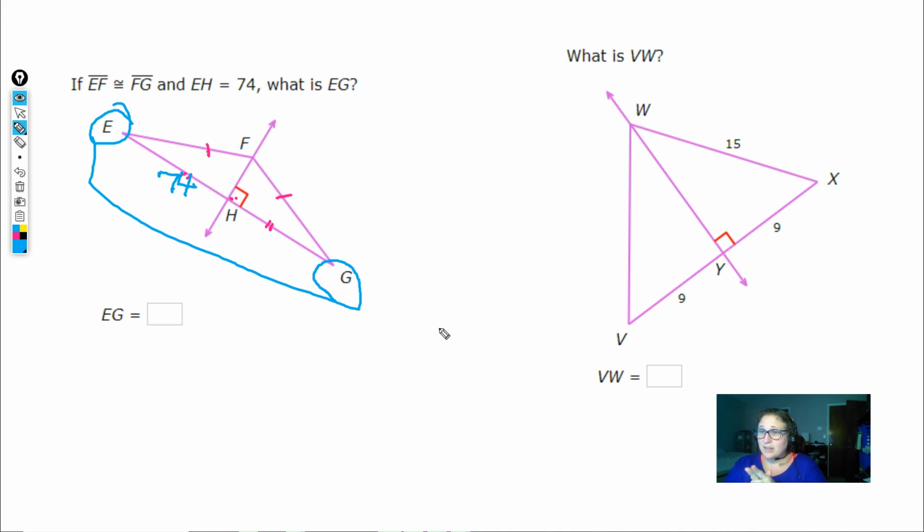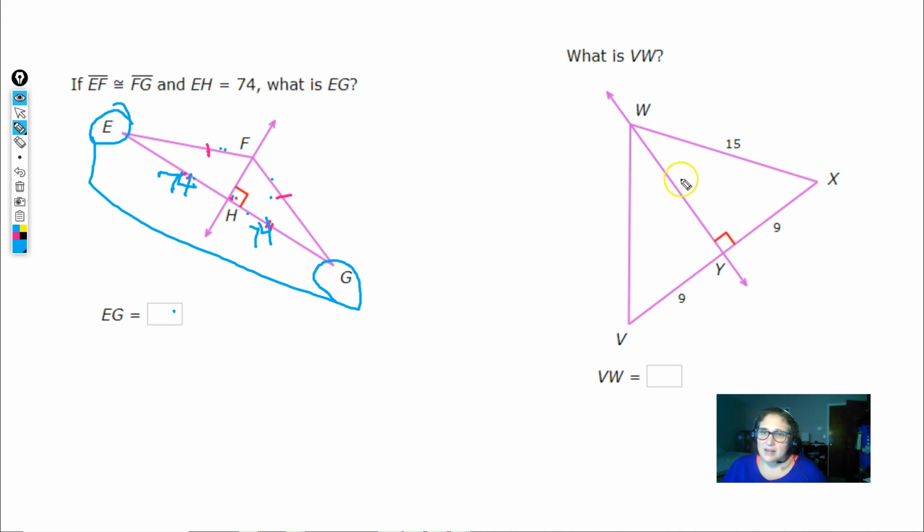And if you're stuck, look at the next picture to help you. Yes, someone's got it. 148. Perfect. Because these sides are congruent, it creates an isosceles triangle. And because we have this perpendicular, this altitude drawn, each of these pieces are the same. So all we did was do 74 plus 74, and we got 148.